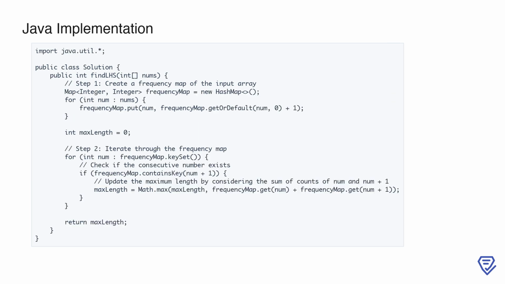This is the Java implementation of the longest harmonious subsequence problem on LeetCode. The logic mirrors the provided Python solution. The Java implementation uses a HashMap to create a frequency map of the input array, iterates through the keys, and checks for consecutive numbers. The maximum length of such harmonious subsequences is calculated and returned.